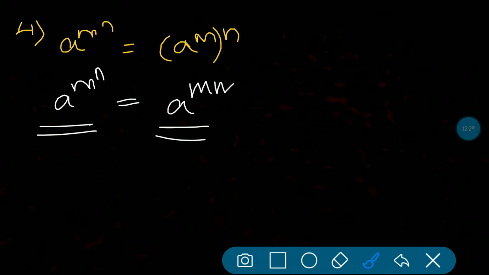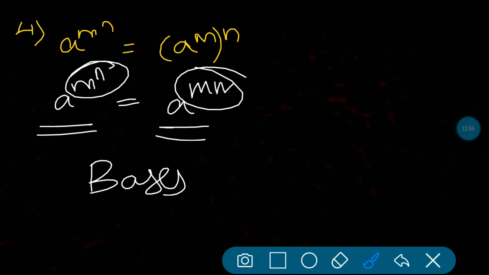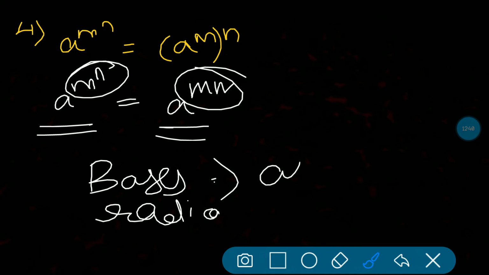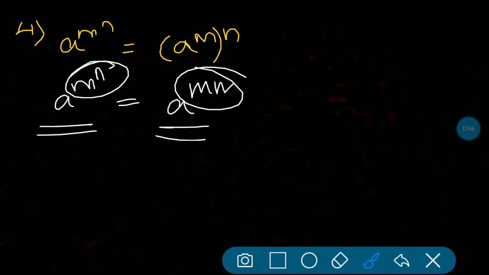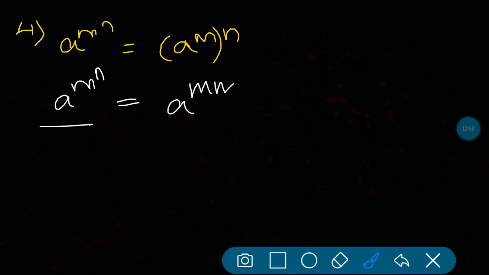Now when the bases are same, the radicals, the powers, are also equal. When the bases are same, that is a, then the powers are also same. So they can be equated. When they are same, they can be equated.